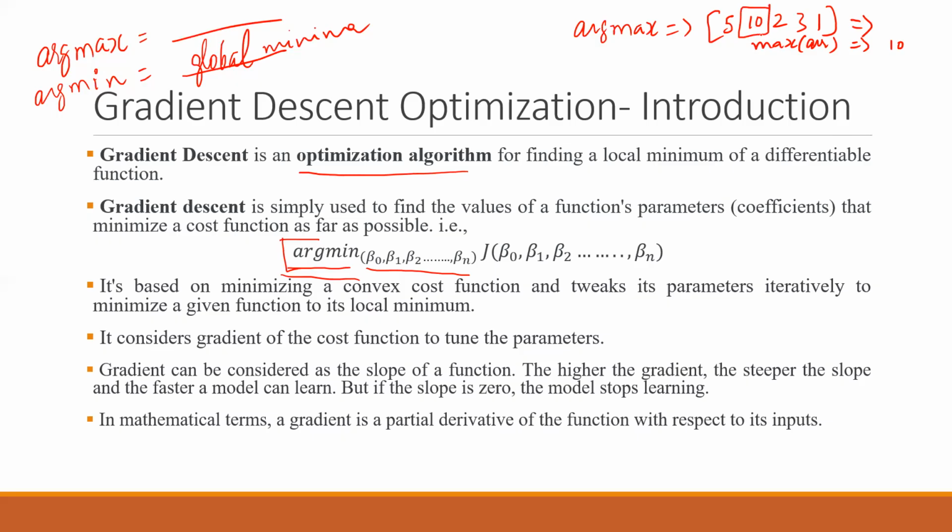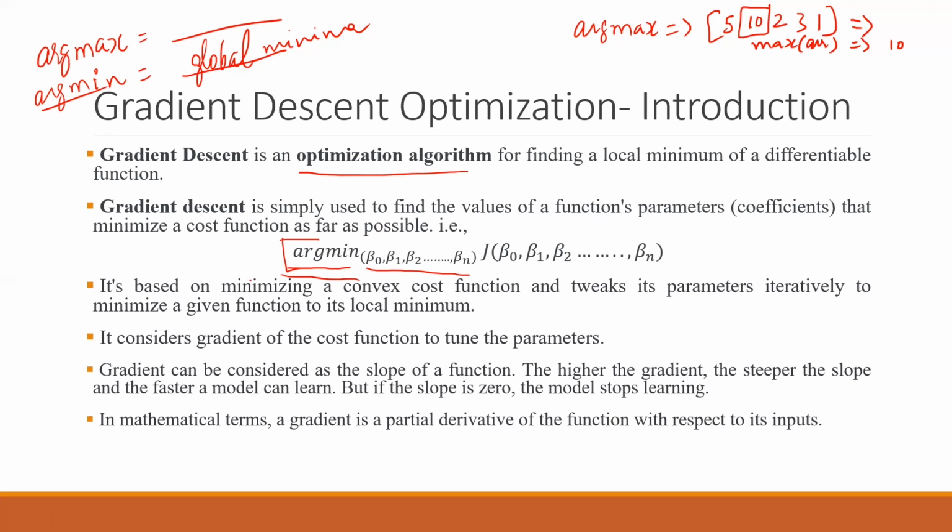That argmax gives the location of the maximum number, and similarly, argmin gives the location of the minimum number. I mean, in this case, it will give us the location of the global minima. As she said, this argmin will give us the global minima, but the location of it.